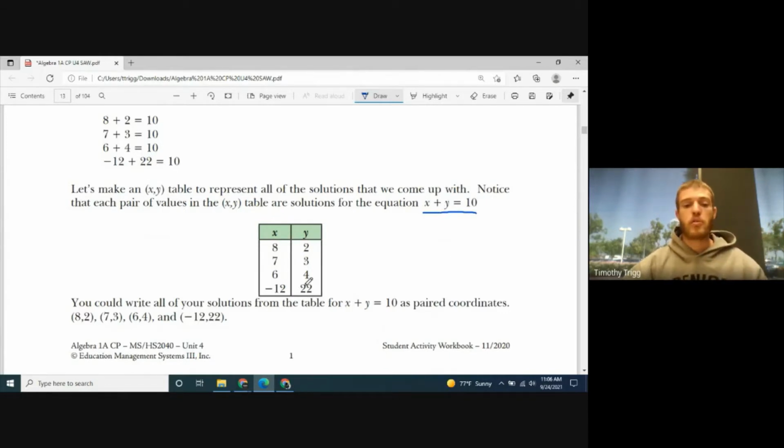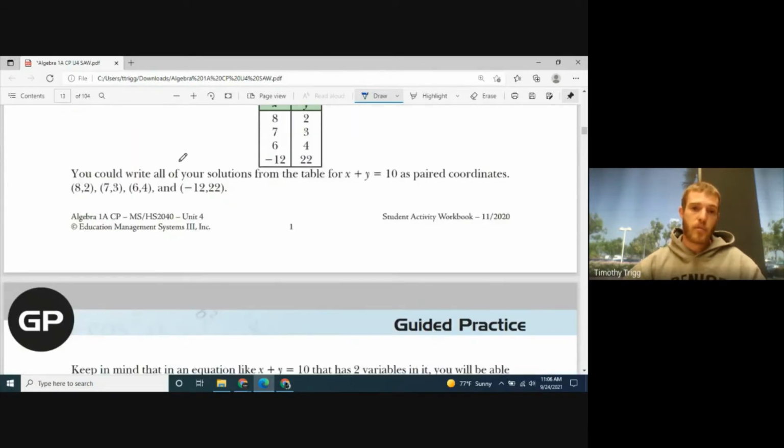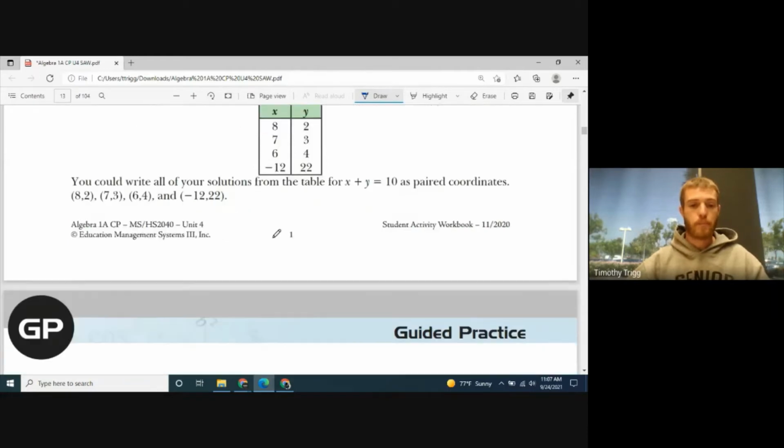So you'll notice there are some solutions they wrote here. 8, 2, 7, 3, 6, 4, negative 12, 22. Okay. And we generally write the answers to this as coordinate points. So you could see that there. So for example, 8, 2, we write the x coordinate first, comma, and then the y coordinate. And we put it in parentheses like that. So this is what we call a coordinate point. And this will make a lot more sense as we continue to go. But hopefully you've seen coordinate points before and how to graph them on graphs. But if not, that's okay. We'll go over that as well.